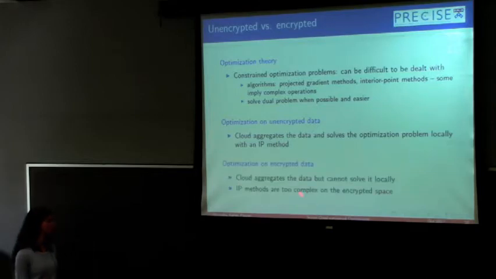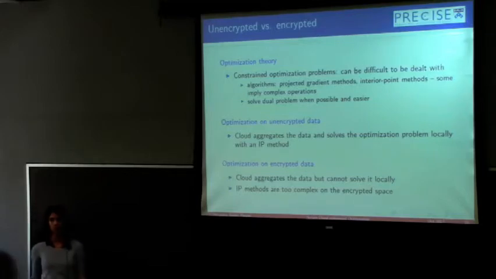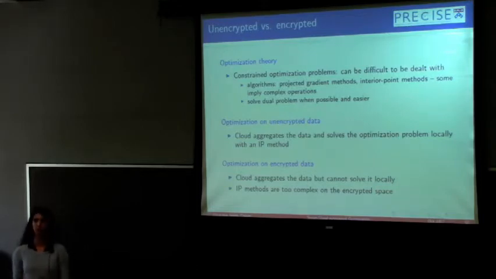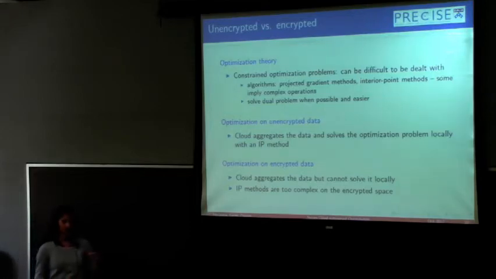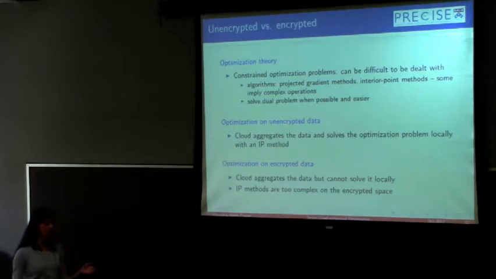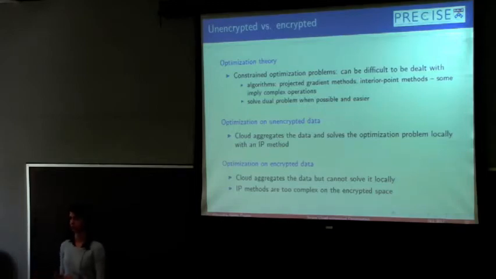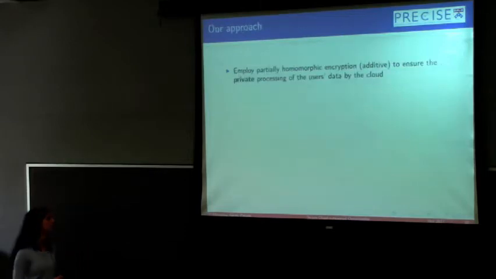However, when we're working on encrypted data, the cloud can still aggregate the data, but it cannot solve it by itself because it's not able to compute any kind of operation on the encrypted data. And secondly, it cannot use any kind of optimization algorithm because the operations are too complex to be made in an encrypted setting. Even multiplication between encrypted data or division is very complicated.